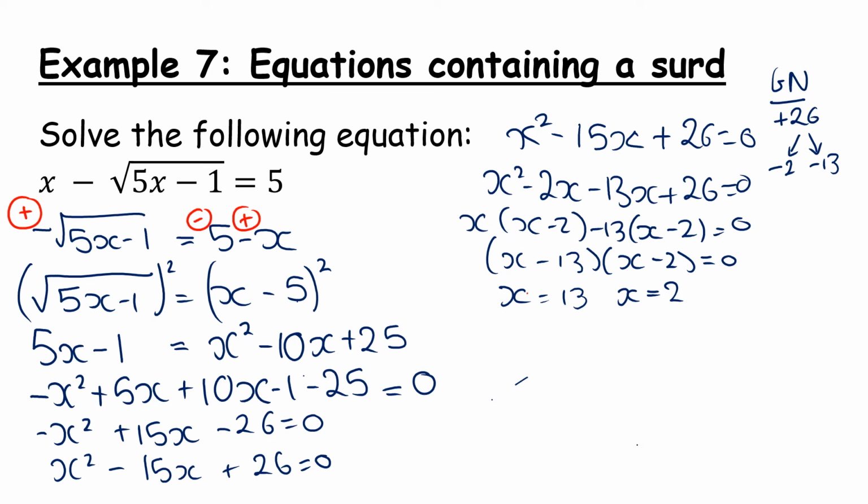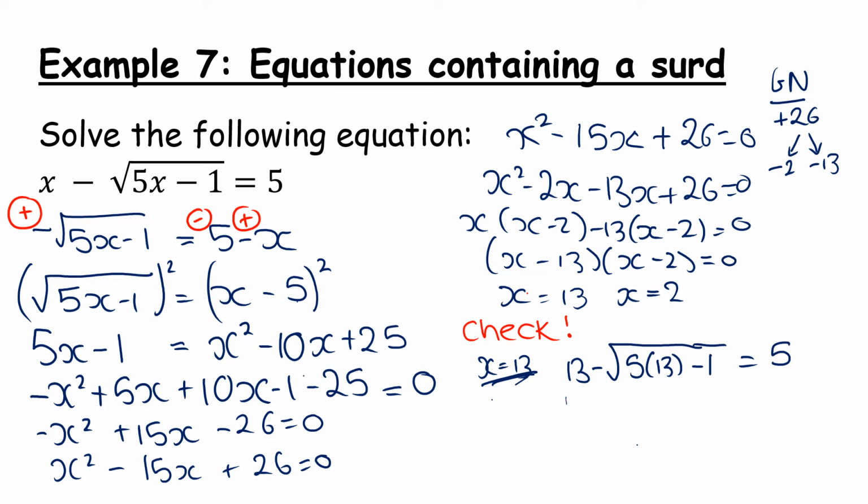However, for these third equations, it's so important that we check our answer. So this, you will lose marks if you don't do this. So you need to check. So the first one I'm going to check is x equals 13. So we have 13 minus the square root of 5 times 13 minus 1 equals 5.